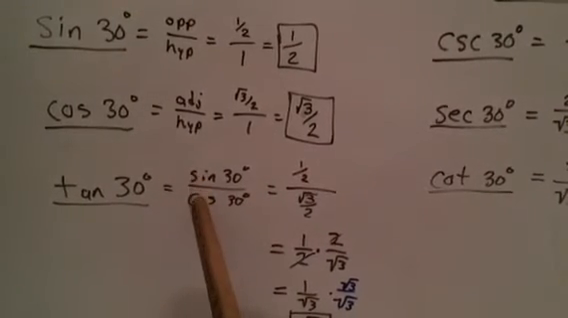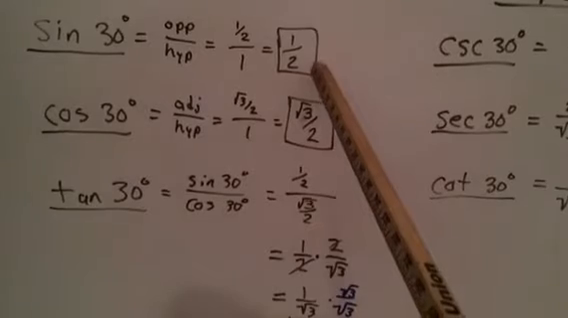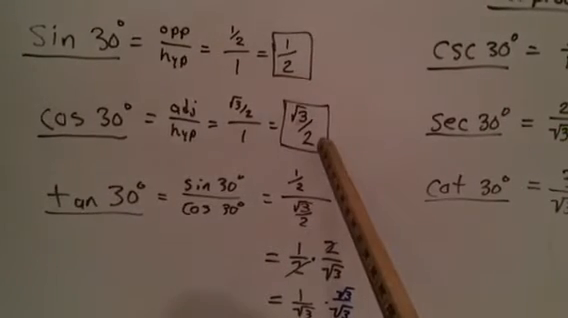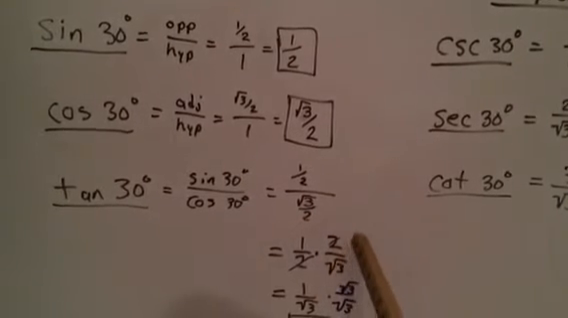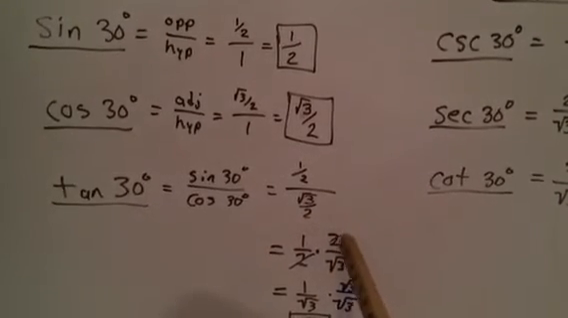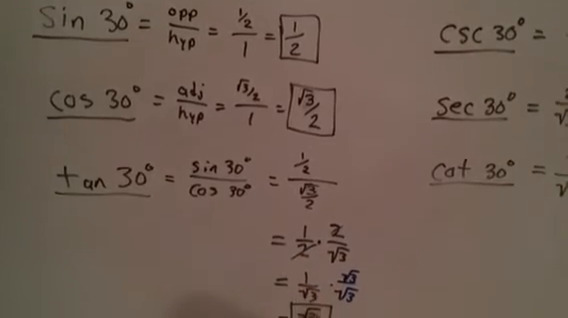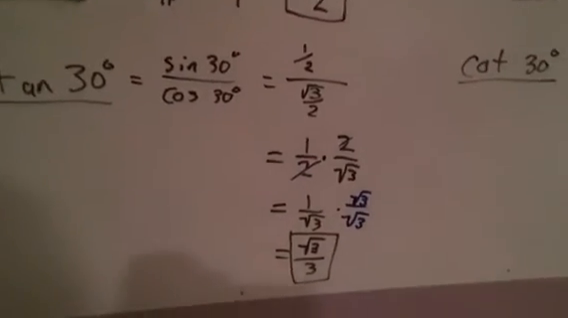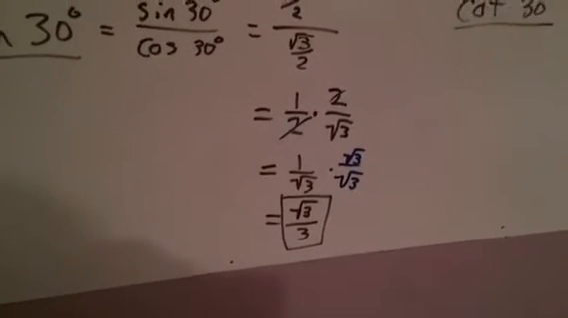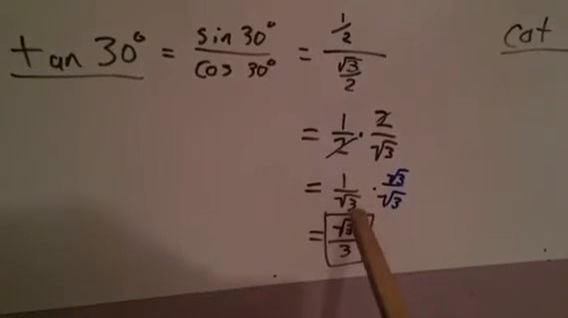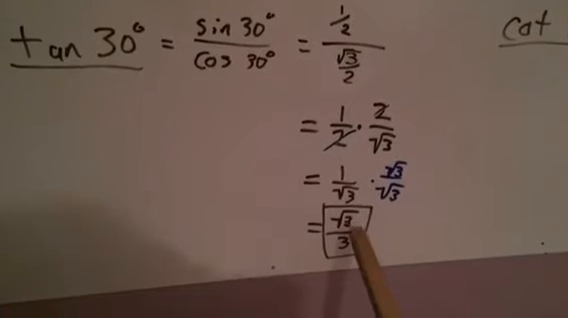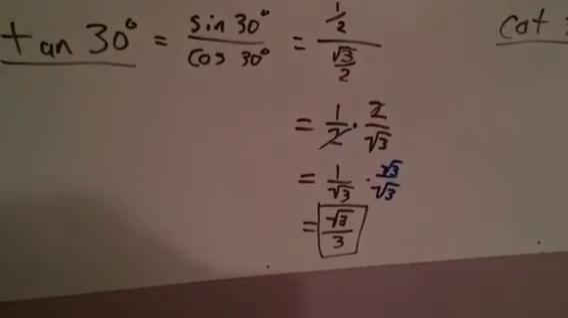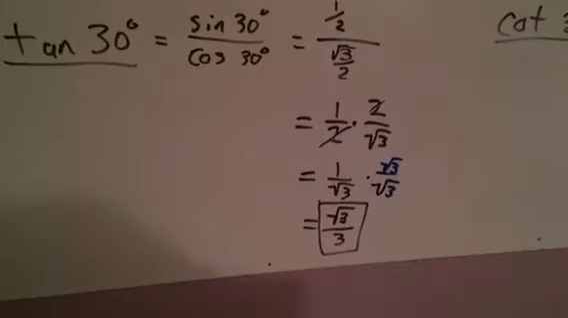Tangent is sine divided by cosine. By taking 1/2 divided by square root of 3 over 2, we take the reciprocal of the denominator, simplify, canceling a 2 on top and bottom, giving us 1 over square root of 3. We must rationalize the denominator. So multiply top and bottom by square root of 3, and that gives us that the tangent of 30 degrees is square root of 3 over 3.